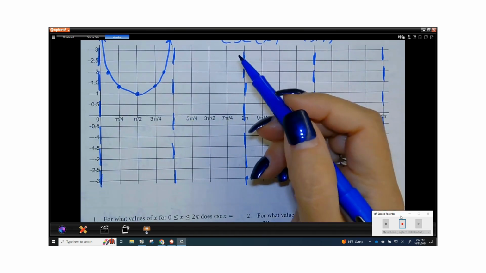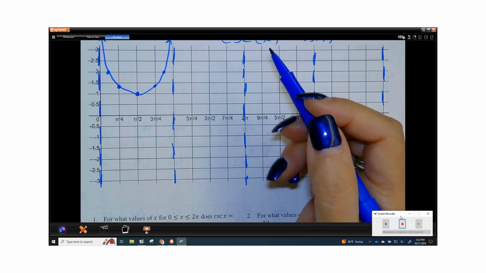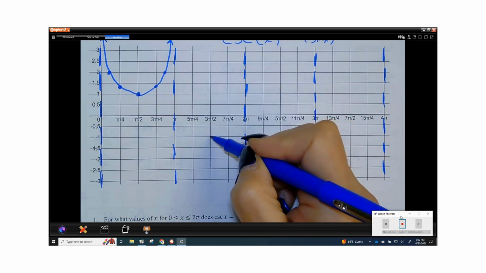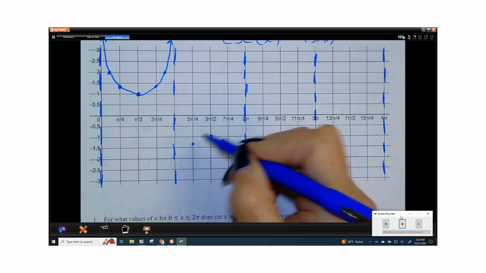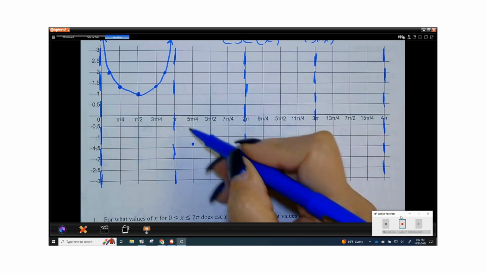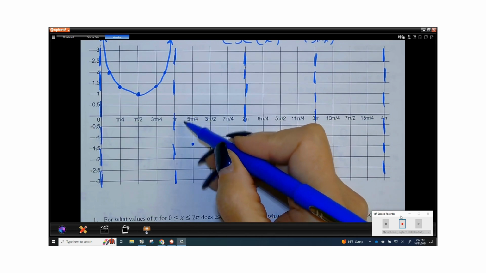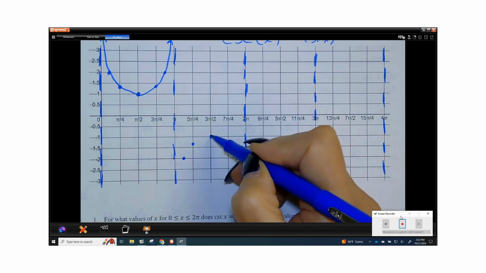At 3 pi over 2, it is -1. 5 pi over 4, it is -1.4. 7 pi over 4, it is -1.4. Between there, it is -2. Between here, it is -2, so it goes down like this.